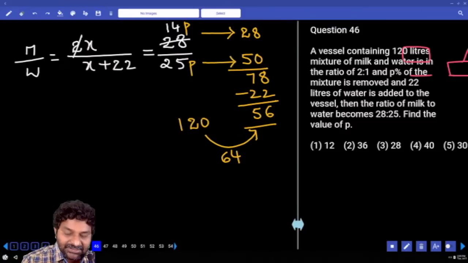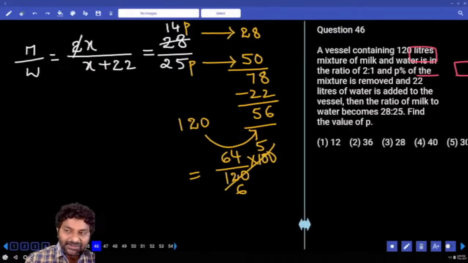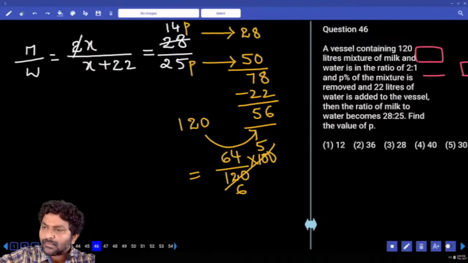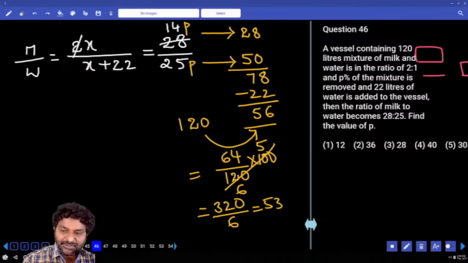Now the question is to identify in terms of percentage. Agreed? 64 calculated upon 120 percentage into 100. 20 5 times and then 6 times. What is numerator? 320 divided by 6. 53 something we are getting, right?